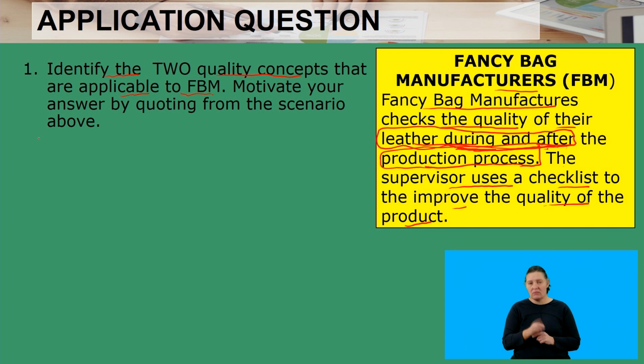The answer there, you are supposed to provide it in this way: quality assurance. That's 2 marks for that. But remember, motivate your answer by quoting from the scenario above. So you need to quote. What do you quote? You quote that FBM. Remember, for exam purposes, you would write it fully.